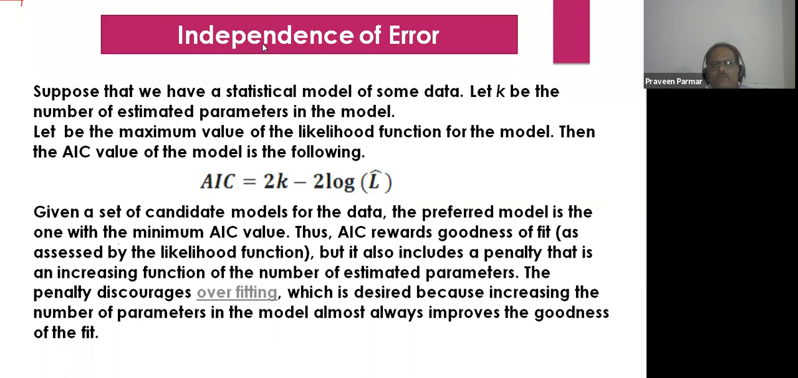Now, independence of error. Suppose that we have a statistical model of some data. Let k be the number of estimated parameters in the model, meaning the variables. Let L be the maximum value of the likelihood function for the model. Then the AIC value of the model is the following. Okay. So given a set of candidate models for the data, the preferred model is the one with the minimum AIC value. Okay.